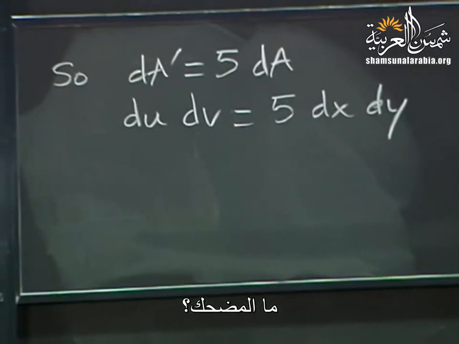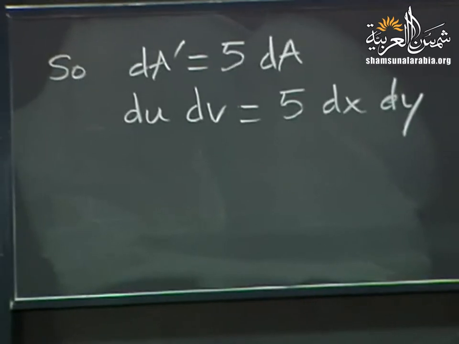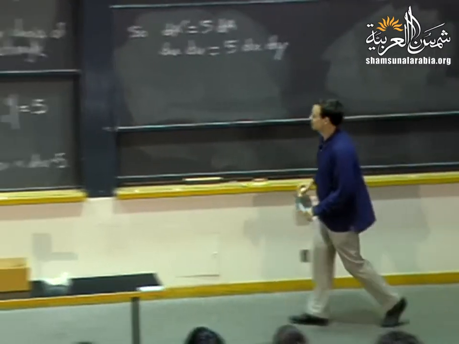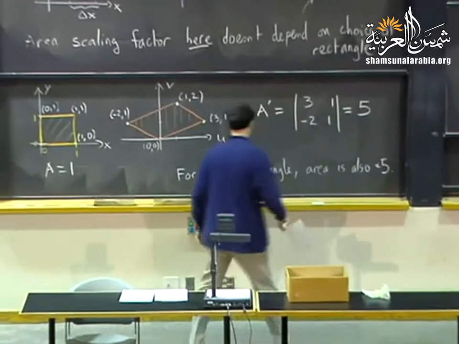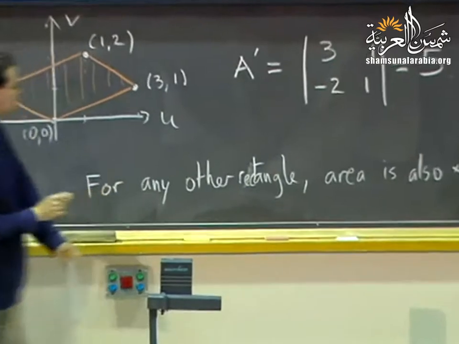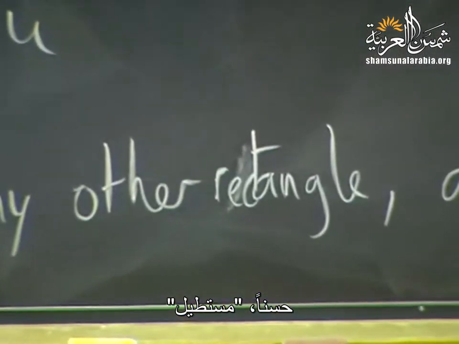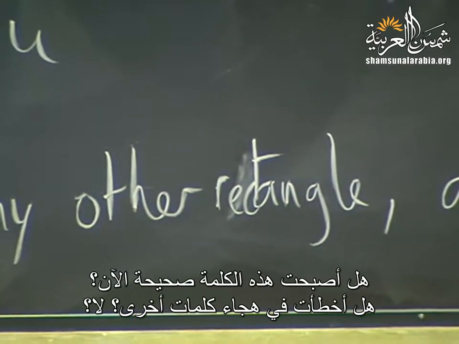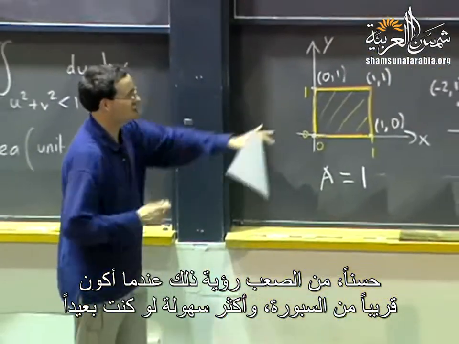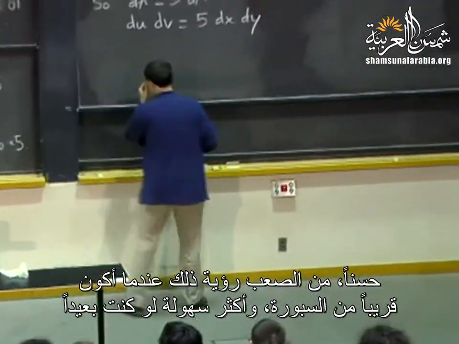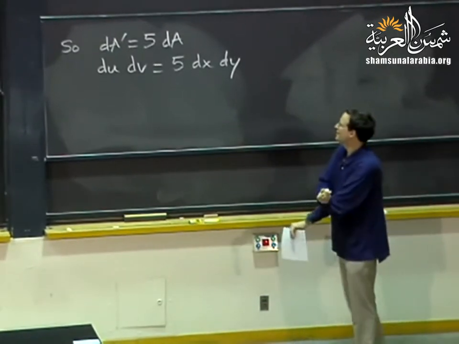What's so funny? What? Oh. Okay, rectangle. Okay, is it okay now? Or did I misspell other words? No? Okay. It's really hard to see when you're that close up. It's much easier from a distance. Okay.